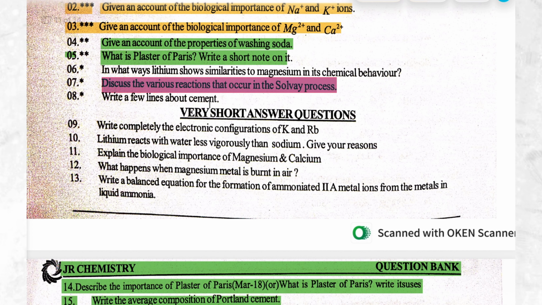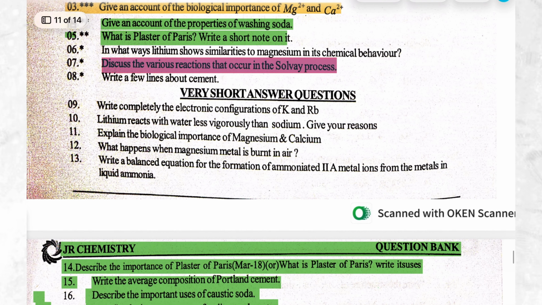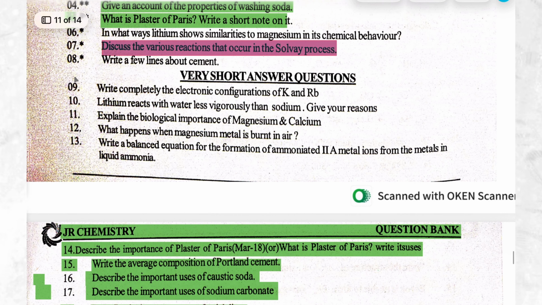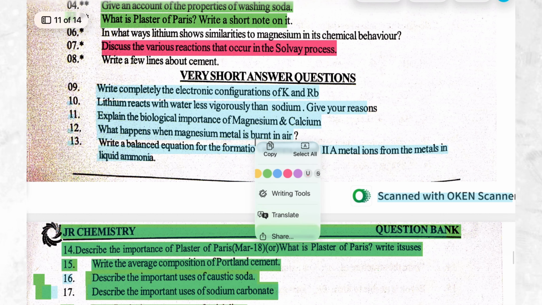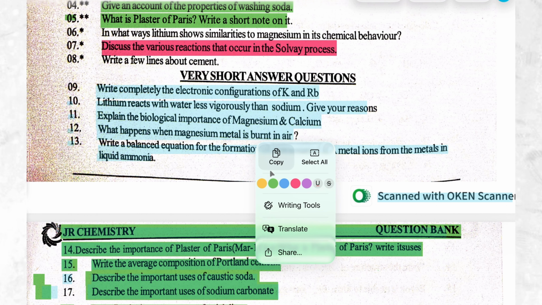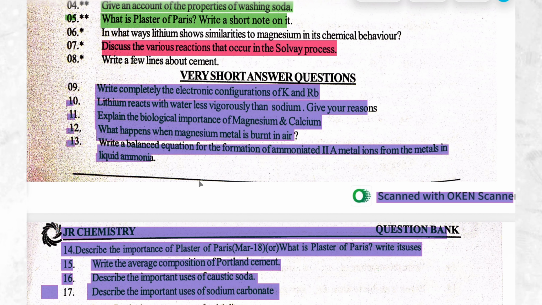Write a few lines on cement is a VSQ. Right. See, VSQs are there here. All are most important because all are important. No excuse here. Right? Don't forget. All VSQs are important. See, take a screenshot here.